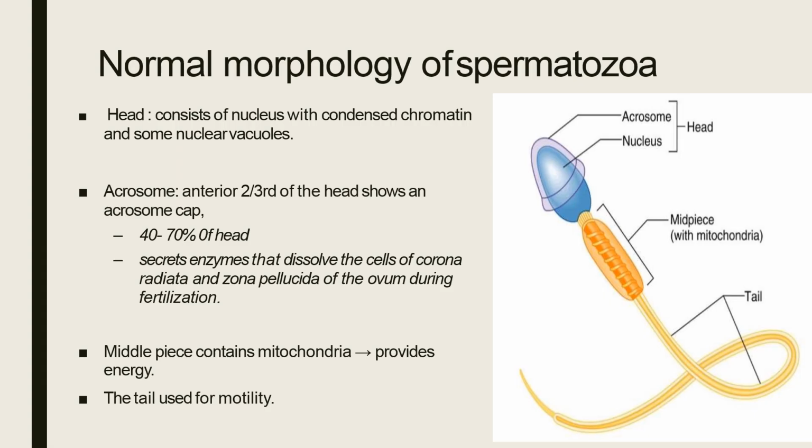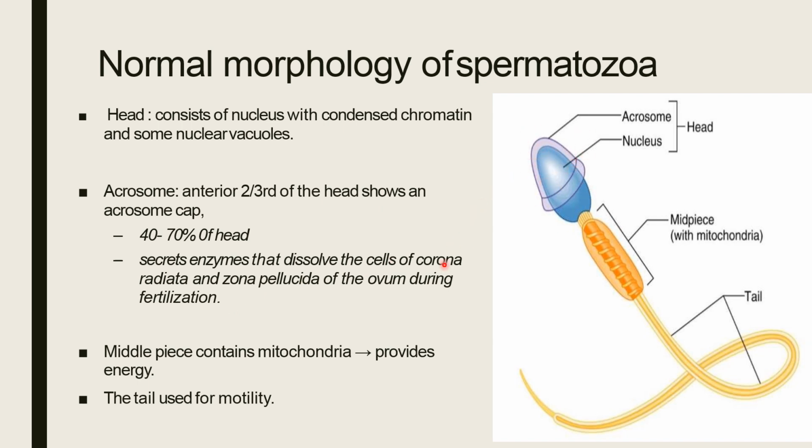We have to observe the morphology of spermatozoa. So normal morphology is that the head should consist of a nucleus with condensed chromatin, and there would be a few nuclear vacuoles that could be observed under the microscope. And then the acrosome would be present on the head, covering 40 to 70% of the head.